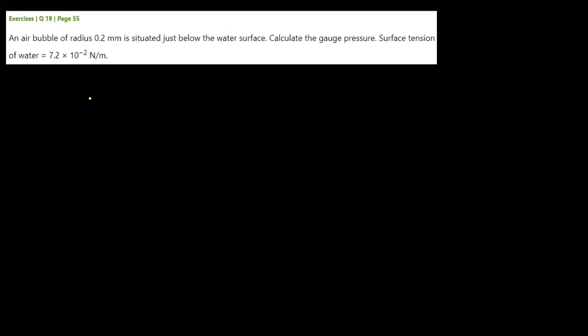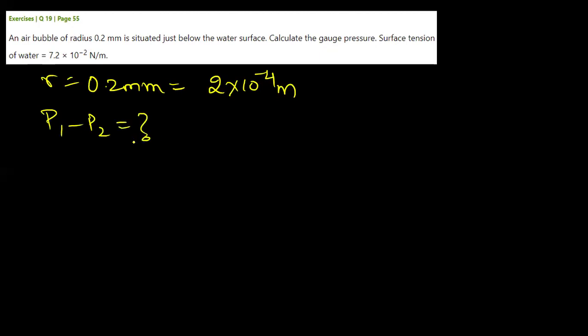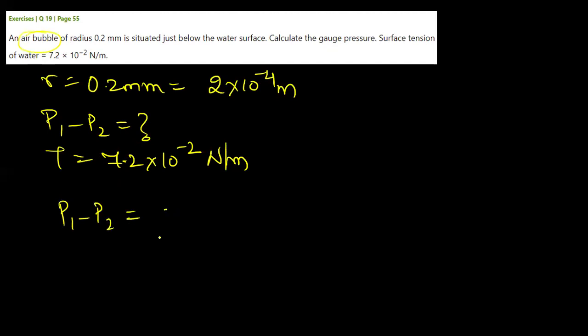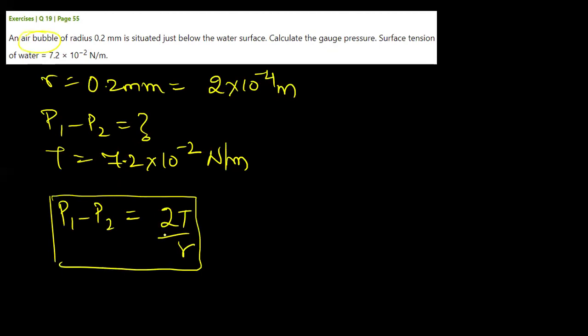An air bubble of radius 0.2 millimeter is given to you. 0.2 millimeter means 2 into 10 raised to minus 4 meter. It is situated just below the water surface. Calculate the gauge pressure. Gauge pressure, as I told, is P1 minus P2, which you are supposed to find. Surface tension is given as 7.2 into 10 raised to minus 2 Newton per meter. So gauge pressure for an air bubble: in the case of a bubble, we have done Laplace's law of spherical membrane. There we have seen the pressure difference will be equal to 2T by R. We have done this derivation, Laplace's law of spherical membrane, or excess pressure inside the liquid drop.